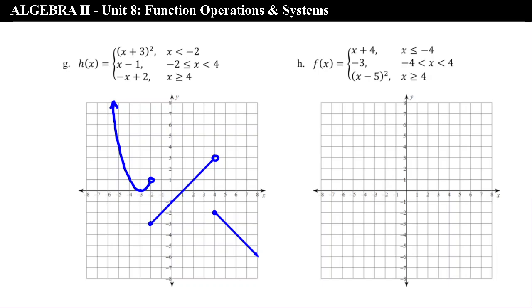Again, it is a function because at no point going from left to right do we have 2 values of y for a value of x. So it passes the vertical line test.